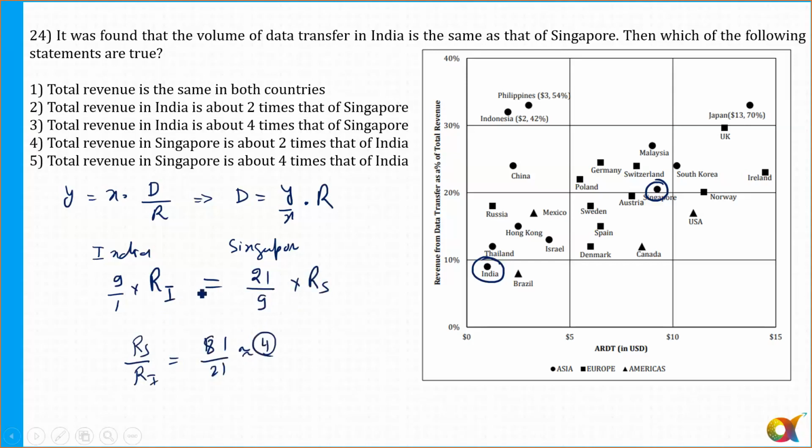So the answer is option number 3. The total revenue in India is about 4 times that of Singapore. Singapore is about 4 times that of India, reverse. I wrote it the wrong way around. The revenue of Singapore is about 4 times that of India. So revenue in Singapore is about 4 times that of India. Any doubts to anyone now in this question? Question number 24, please tell me.